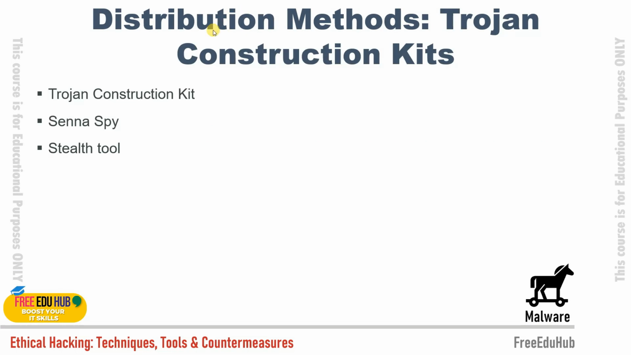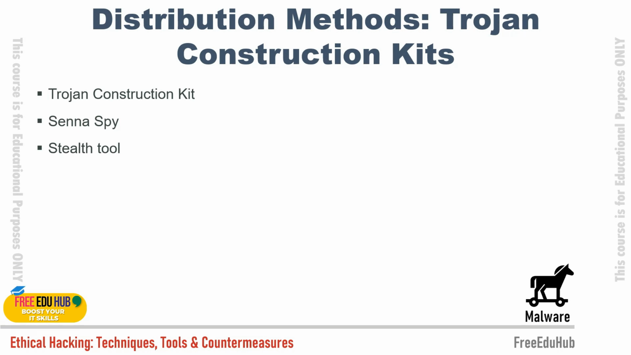Now, in distribution methods, we have Trojan construction kits as well. They fall into three categories, for example, the Trojan construction kit itself, then we have SanaSpy, and we have Stealth tool. These kits have made the process of creating Trojans so easy that even people with knowledge equivalent to an average script kiddie can create new and dangerous entities without much effort at all.